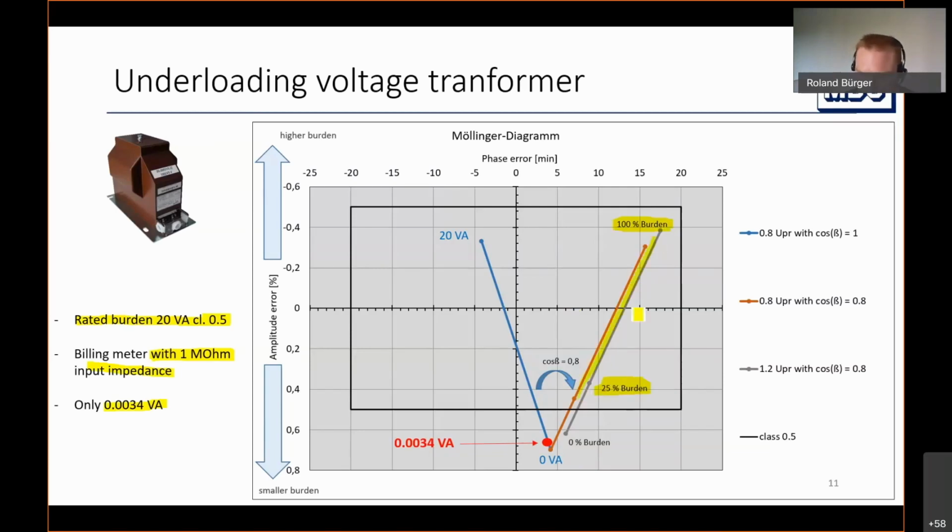And we have to be in this area. And you have to be in this area as well. And in the worst case, you take this digital meter and you have only 0.0034 VA. You are very near the zero burden. And in the worst case, you are out of class 0.5.